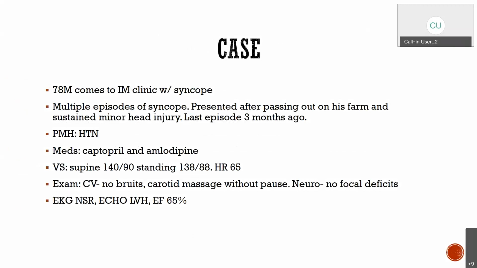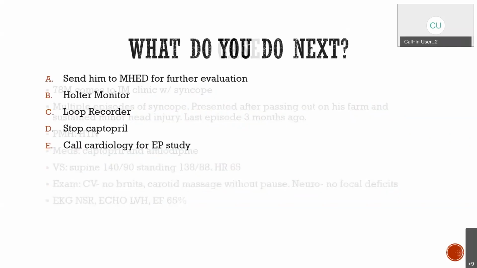So here's a case. You have a 78-year-old male, again, same person, comes into clinic. He has multiple episodes of syncope. He passed out while he was working with animals on the farm. The last episode was 3 months ago. He has a history of high blood pressure, for which he takes captopril and amlodipine. You see his orthostats right there. They're not really remarkable. His exam is largely unremarkable, and his echo had some LVH, but his EF was 65%, and EKG was normal sinus. So what do you do next?